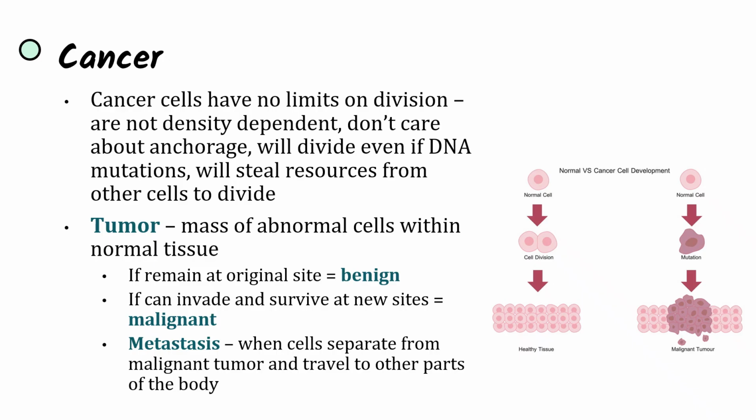And a tumor is a mass of abnormal cells within normal tissue. And if it remains at the original site, then it's known as a benign tumor, while if it can invade and survive at new sites, it's a malignant tumor. Benign meaning good. Not that any kind of cancer is good, but it becomes more treatable when it remains at the original site. And metastasis is when cells separate from the malignant tumor and travel to other parts of the body, spreading the cancer. So it's so important that the cell cycle is regulated, because if there is abnormal cell growth, this can lead to tumors and cancer.